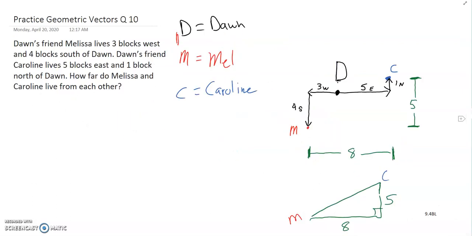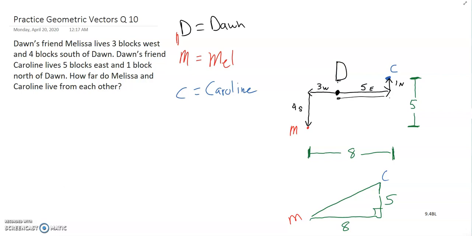All right, and last one, interesting problem we have here. I do this one in my geometry class, so it shouldn't be too hard. You just need to draw a nice diagram. So I drew one here. It says Don's friend Melissa lives 3 blocks west and 4 blocks south of Don. So here I drew Don, and 3 blocks west, 4 blocks south, I drew Melissa. It also says that Caroline lives 5 blocks east and 1 block north of Don. So then it asks how far do Melissa and Caroline live from each other.